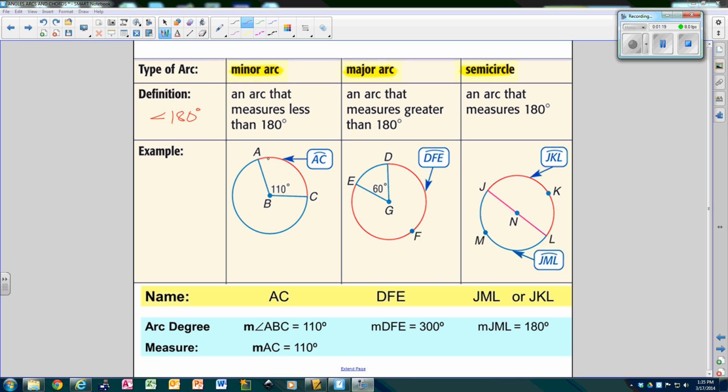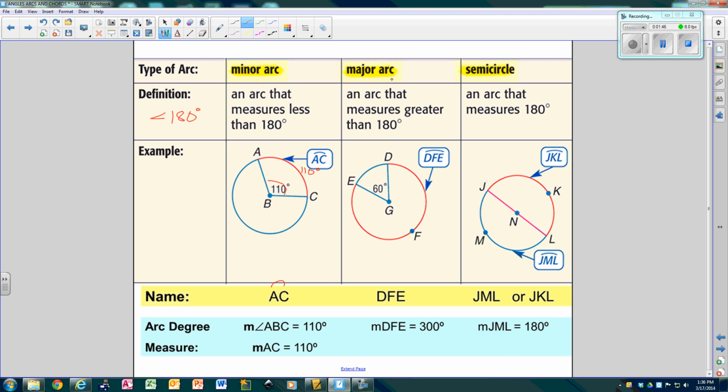For example, from A to C, this would be arc AC, and you have to put the arc symbol over it or else it's not an arc. The measure of the arc is equal to the measure of the central angle. So if the angle measure is 110, then the arc measure is also 110 degrees.